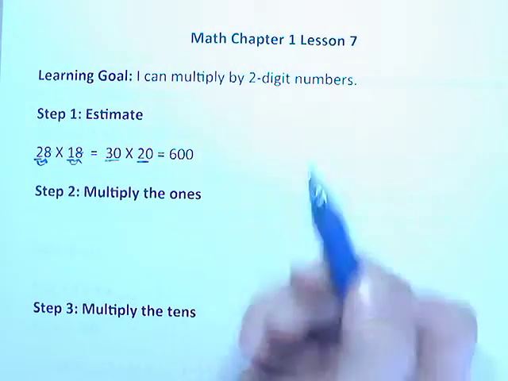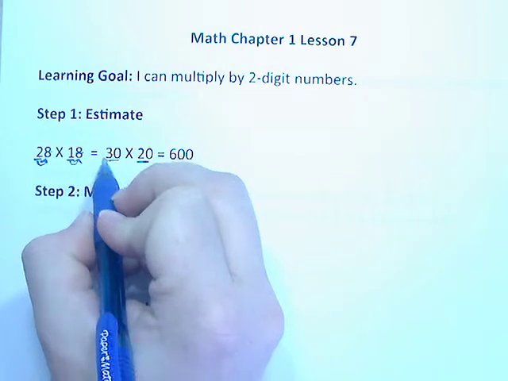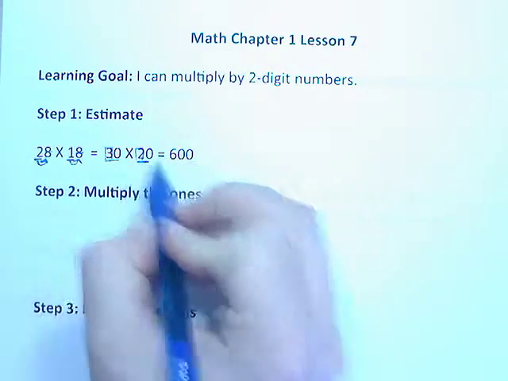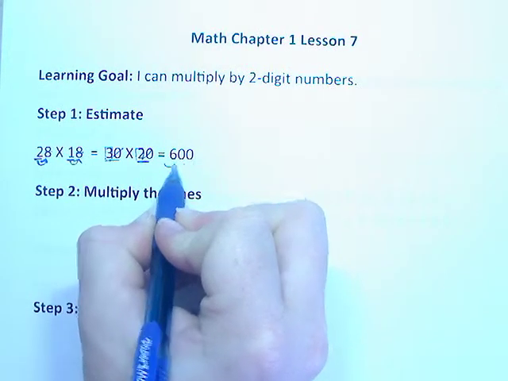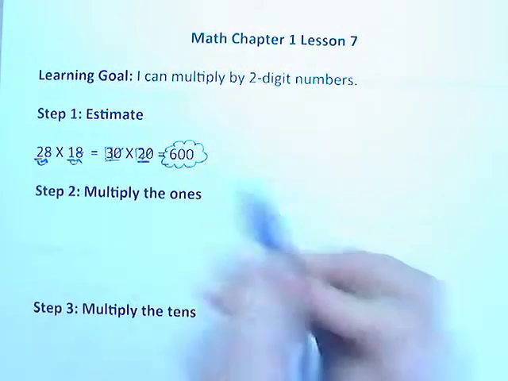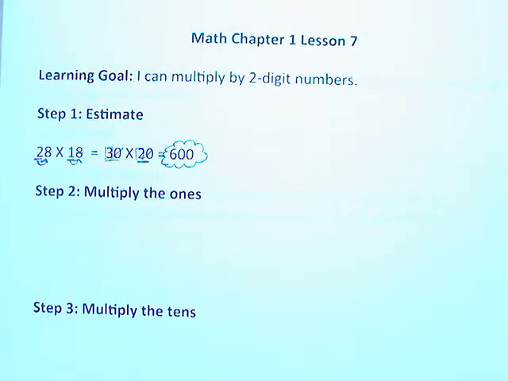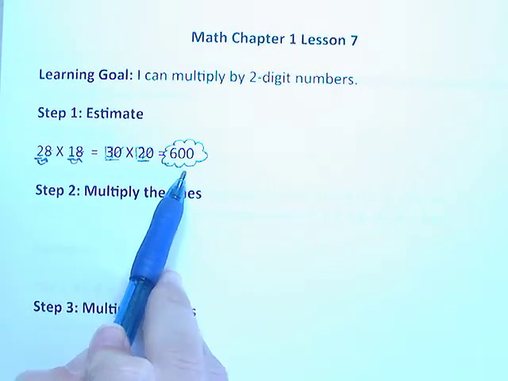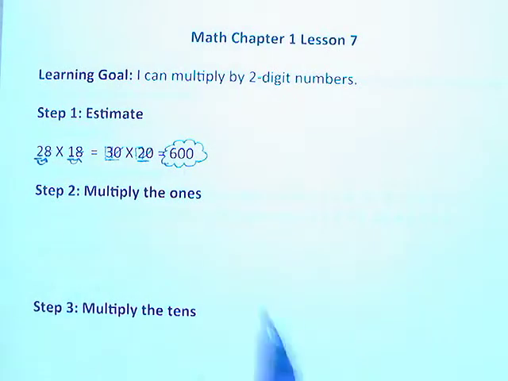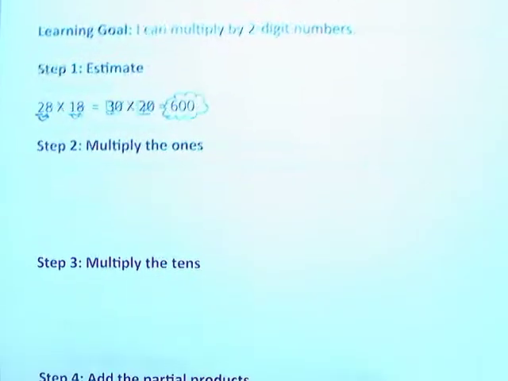We can use our strategy of mental math. I'm going to multiply 3 times 2. 3 times 2 is 6, and I need to add 2 zeros. So my estimation is 600. I estimate that when I multiply 28 by 18, I'm going to get 600, or really close to it, because it's an estimation, not an exact amount.